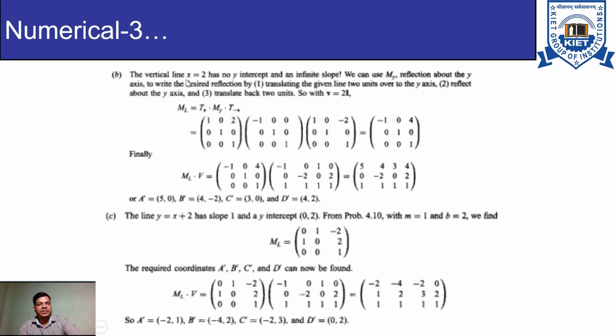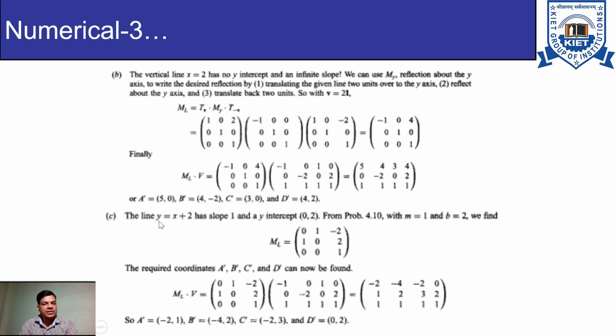Similarly we can perform the reflection about x = 2, and we can directly apply the formula, but you can also solve it in a different way. We move the point to the origin. Initially we perform the translation, then we perform the reflection about the y-axis, and again we shift the point back to its original position. So it is a combination of three matrices, and we multiply these three matrices. We get this final matrix, and finally we multiply this matrix with the object matrix, and we get the answer.